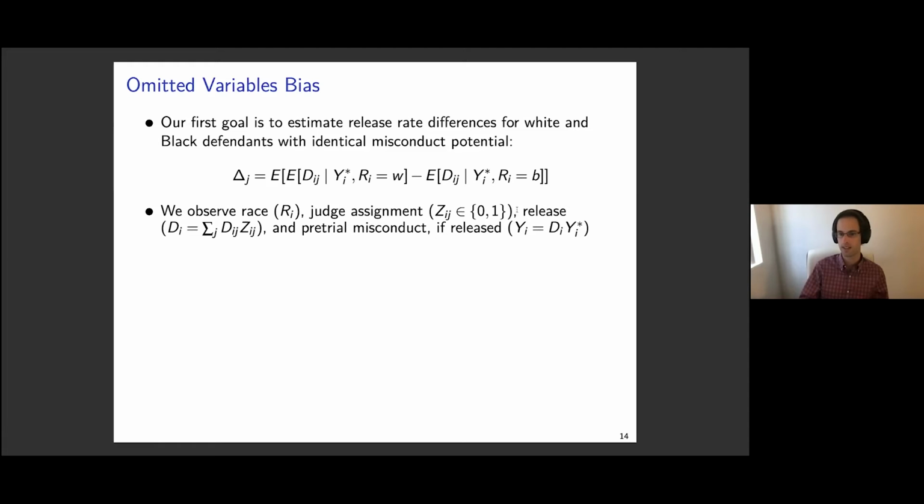So we observe Y_i, which is equal to the interaction between release and true latent misconduct potential. The way you read this is that if D_i is equal to 1, the defendant was released, and we will observe whether this defendant engages in pretrial misconduct or not. If D_i is equal to 0, it's always 0, and we never observe that individual's Y_i star. So that's why we can't directly compute this.